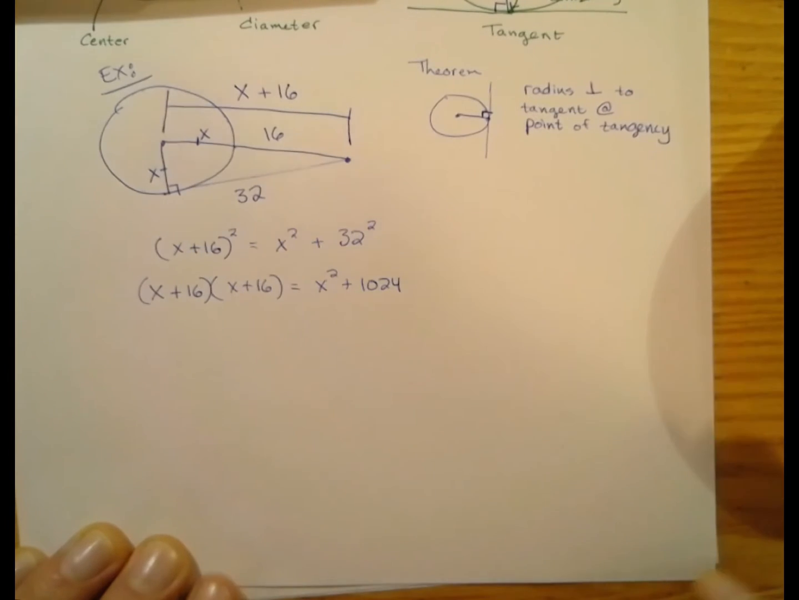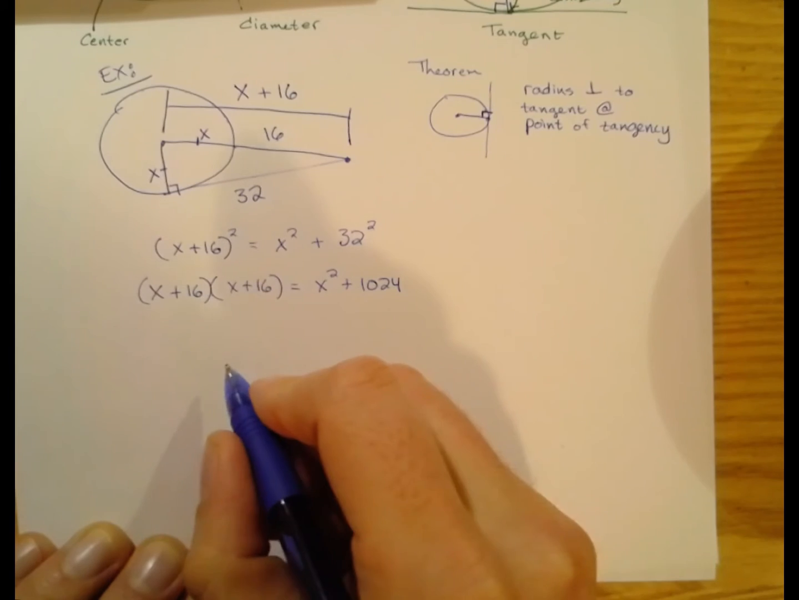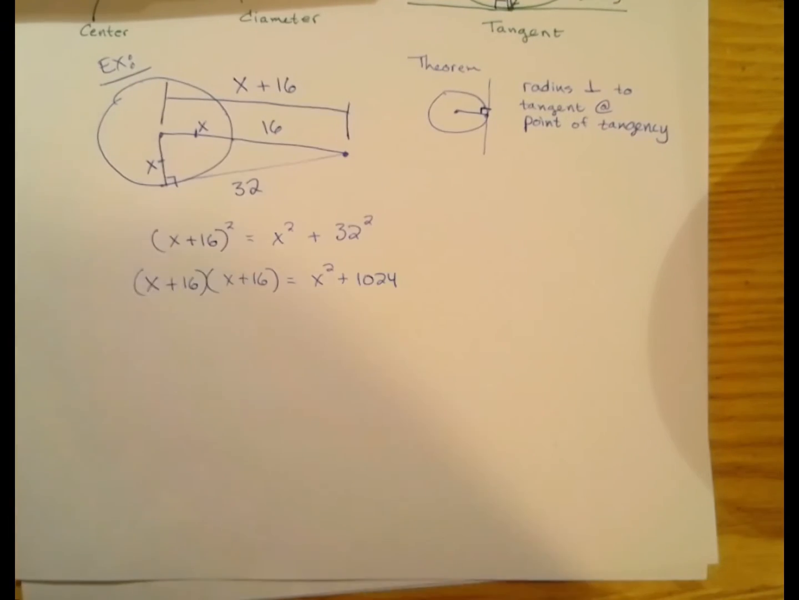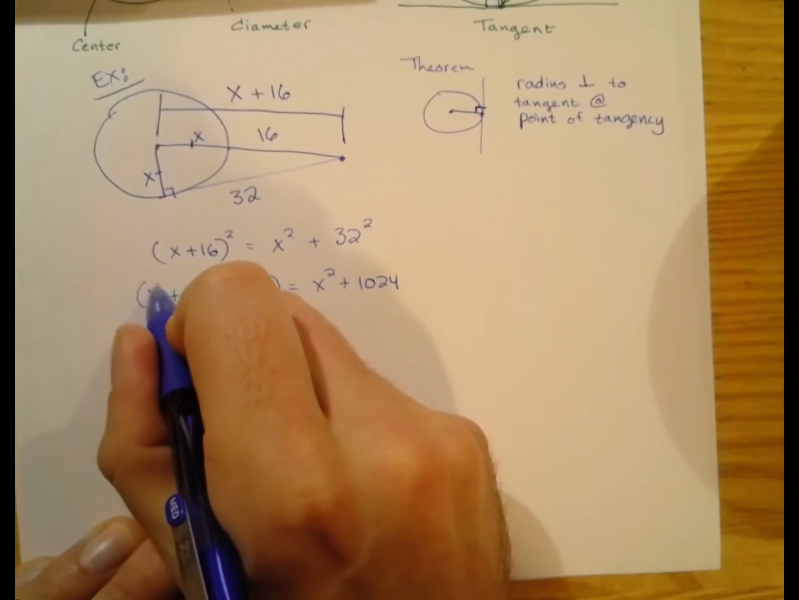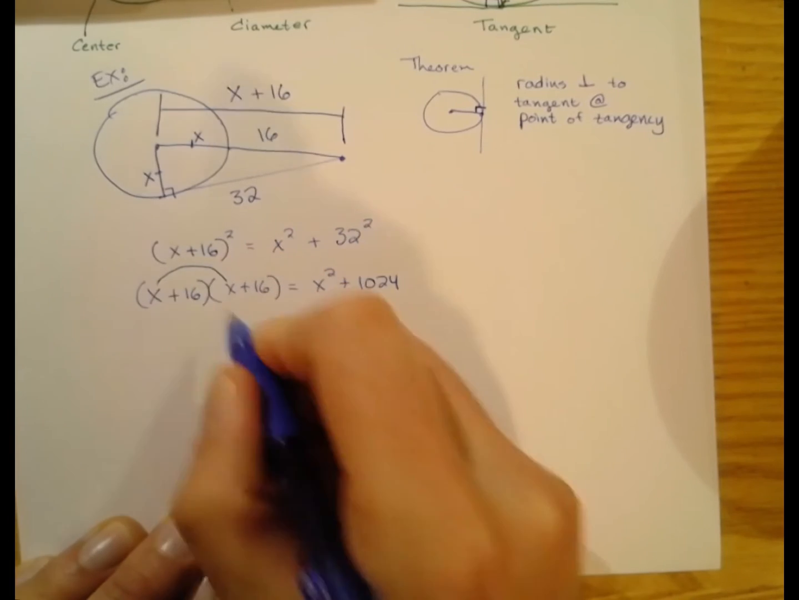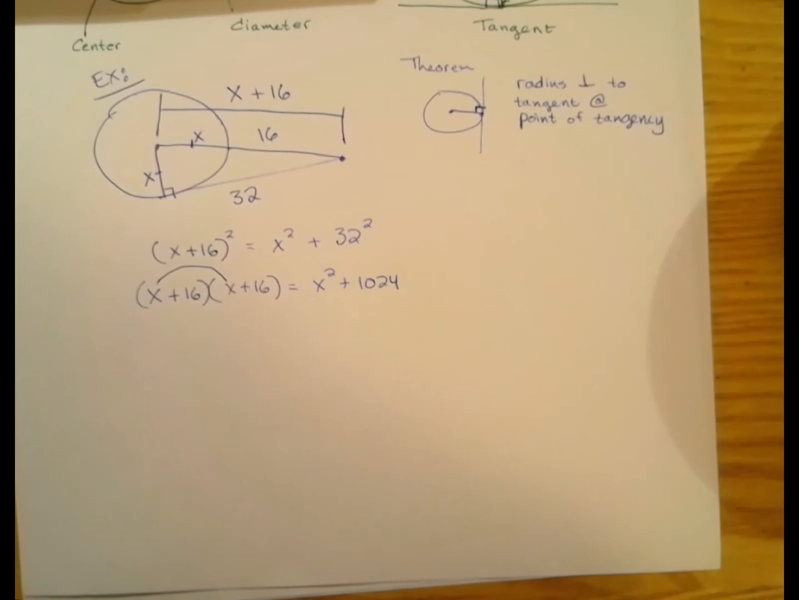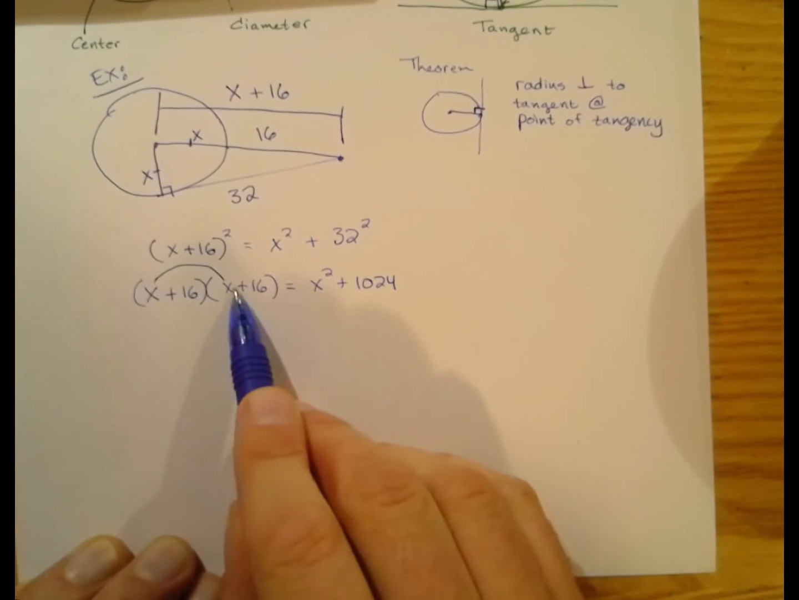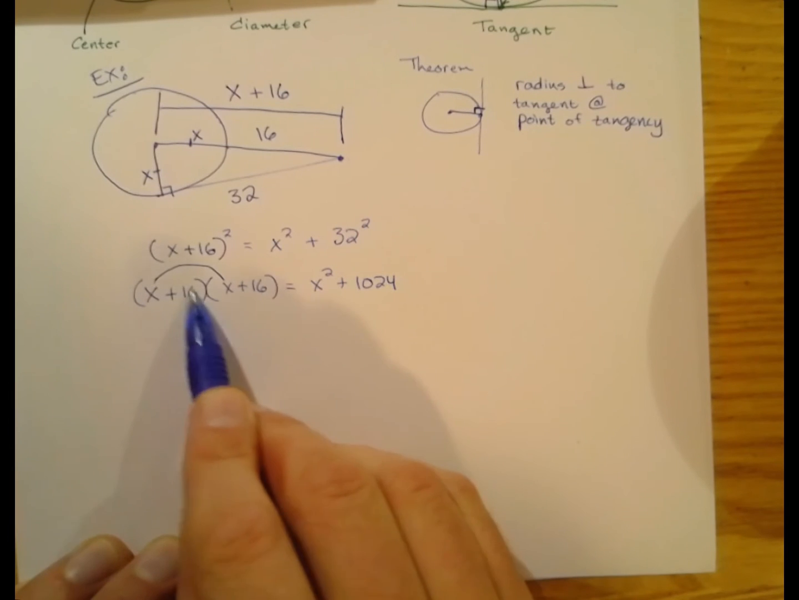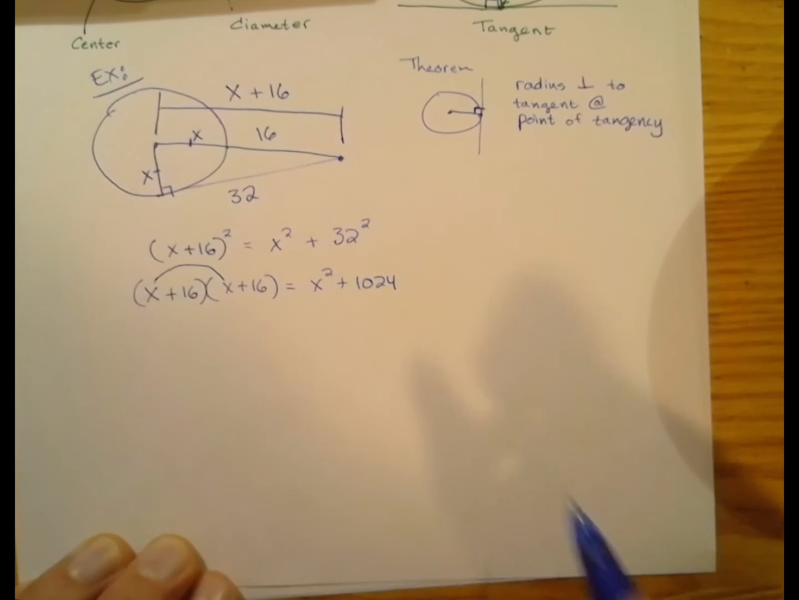All right, so FOILing stands for first, outer, inner, last. When you take the product of the two first terms, it's FOILing, or binomial distribution. It's kind of like a double distribution. You're distributing the x into the set of parentheses and distributing the 16 into the set of parentheses.